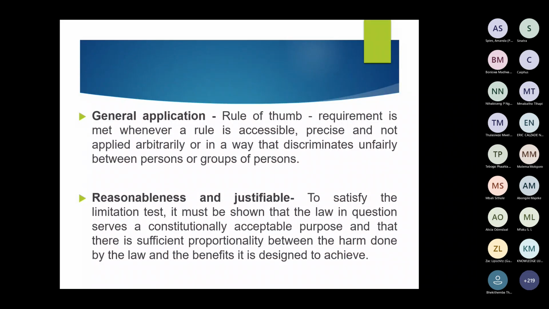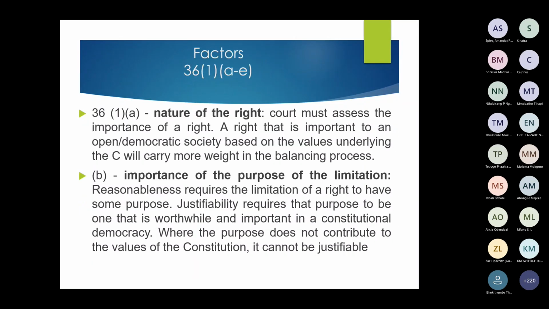All right, so the first one is general application. The rule of thumb there is it is met whenever a rule is accessible, when it is precise and not applied arbitrarily or in a way that discriminates unfairly between persons or groups of persons. And then the proportionality test with those 5 factors. Section 36(1)(a) refers to the nature of the right. Here the court has to assess the importance of a right. Then the importance of the purpose of the limitation, where the purpose does not contribute to the values of the Constitution, it cannot be justifiable.